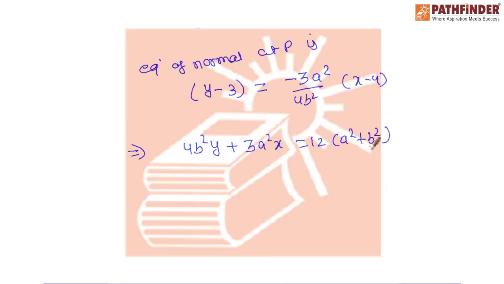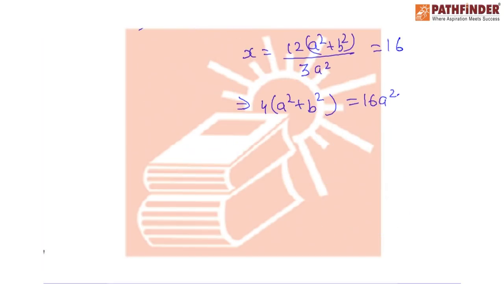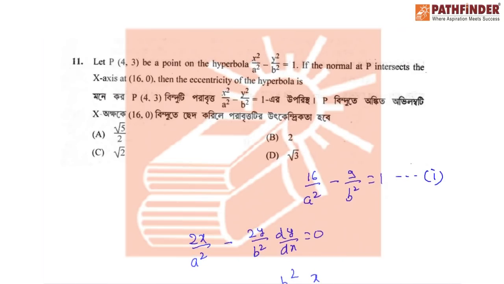Now it is given that it passes through the point (16, 0), x equal to 16 and y equal to 0. If you put y equal to 0, then x is equal to 12(a² + b²)/3a², which is equal to 16. From this we will get 4(a² + b²) = 16a², or b²/a² = 3. So e is equal to root over 1 + 3, which is 2, given in option B.